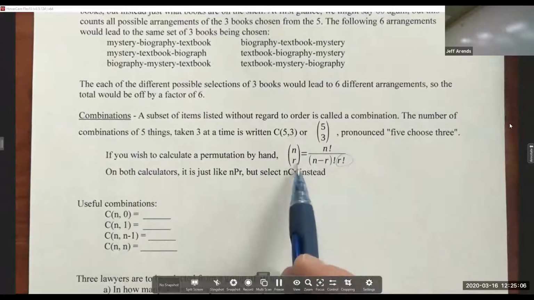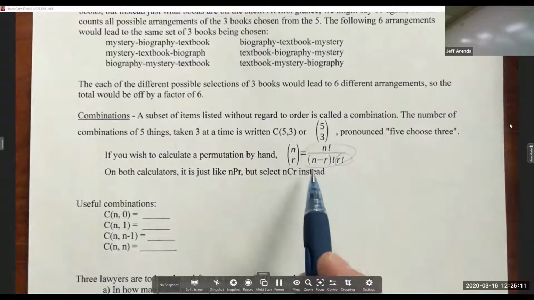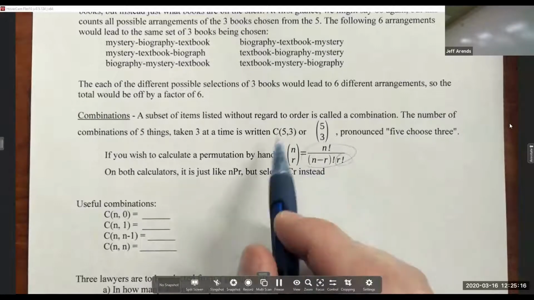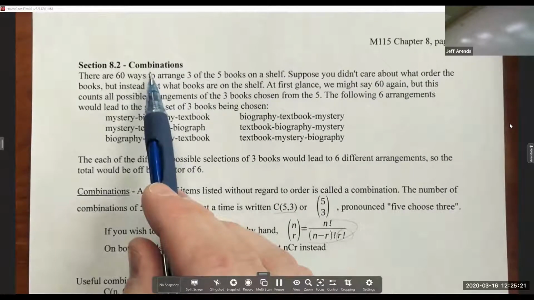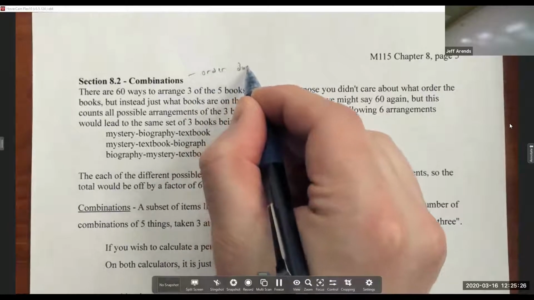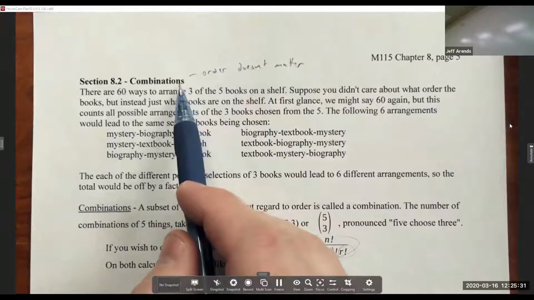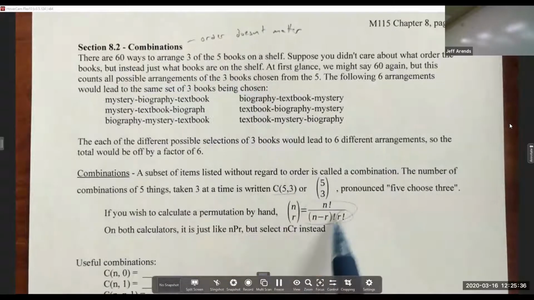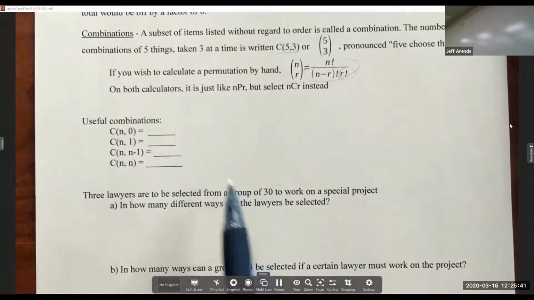Again, this formula you don't really need to know very well. You don't even need to be able to recognize it, because you're just going to be plugging stuff into the calculator. You do need to recognize when it's a combination versus a permutation. The big difference is that with combinations, order doesn't matter. With permutations, order does matter because we're arranging them. With combinations, we're not arranging them. We're dividing off all the different arrangements we could have done.